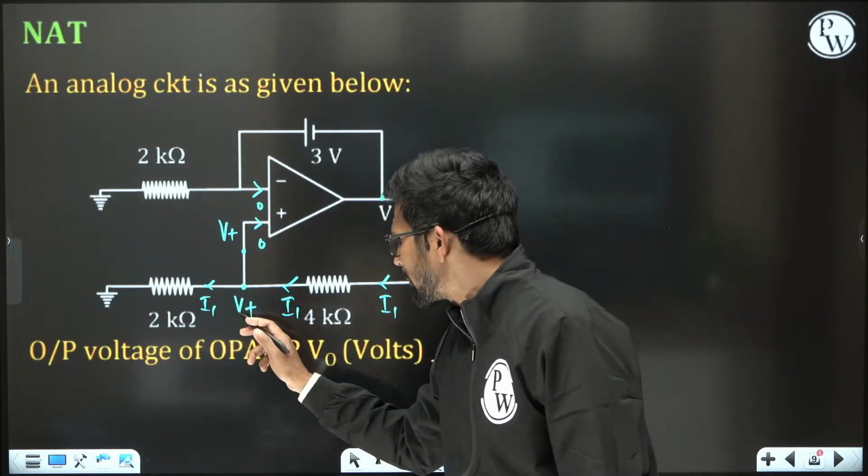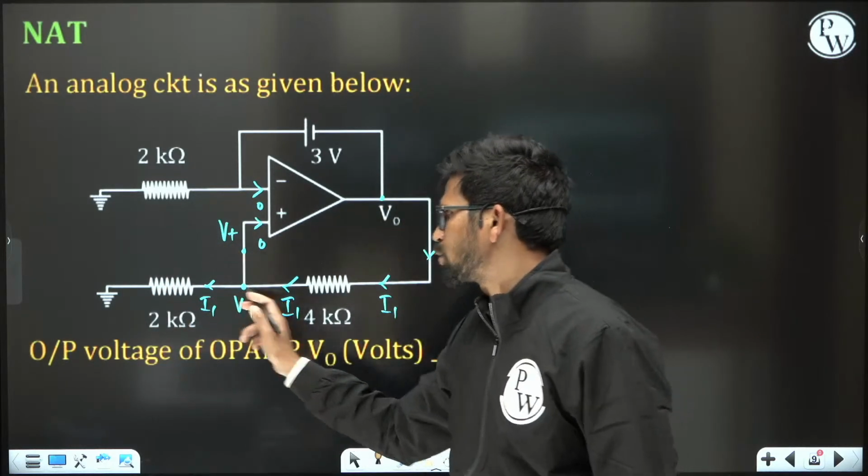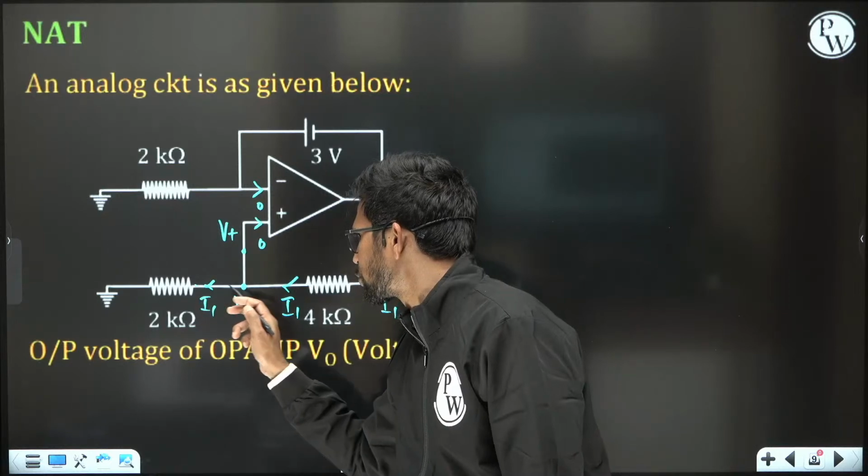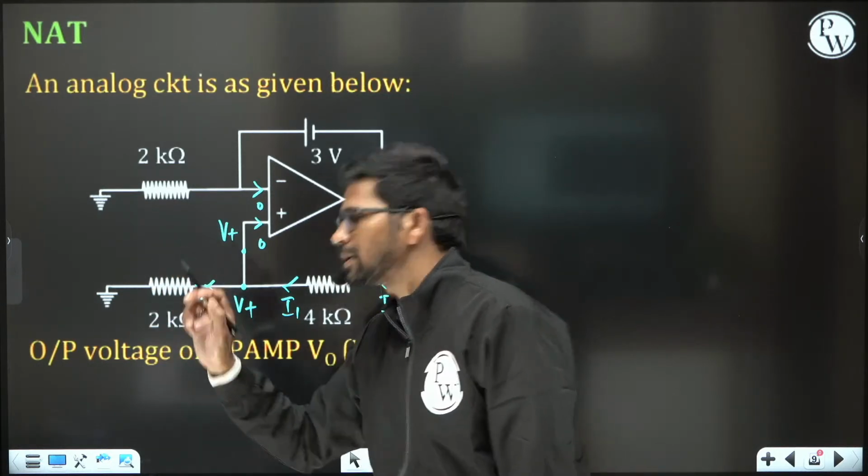And this V plus is the voltage across this 2 kilo ohm resistance. You can see it closely: one node of the 2 kilo ohm is at V plus, and the other node of the 2 kilo ohm is at 0 volt.